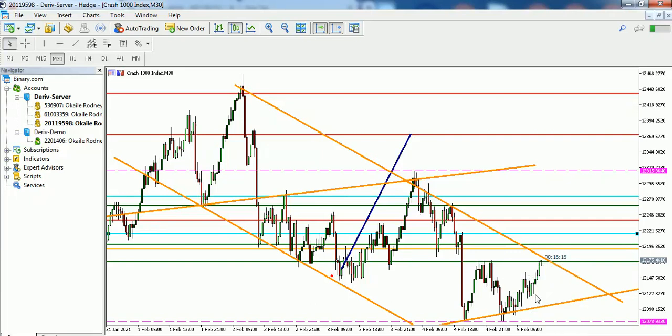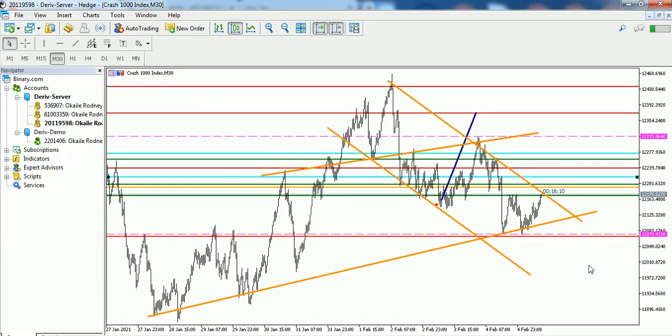So now we see where the market is currently, right here. This descending trend line and ascending trend line right there, they meet at this point, and hence they are forming a descending triangle.